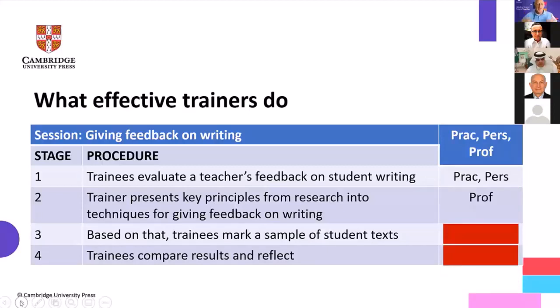The trainer is giving the knowledge over to the teachers. So this is an example of a professional element. Based on that, trainees mark a sample of student text. So once again, we have an opportunity for a practical element. So you can see already in this particular structure, we have two opportunities for a practical element. And then lastly, trainees compare results and reflect. This obviously is very much the personal side again.